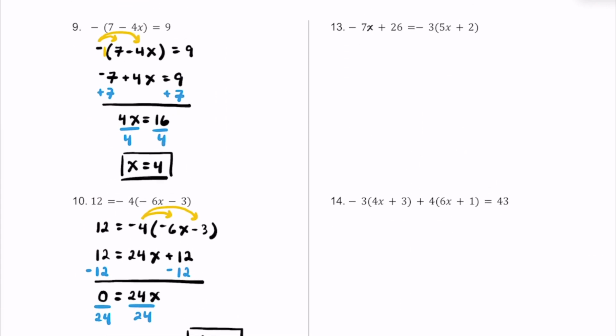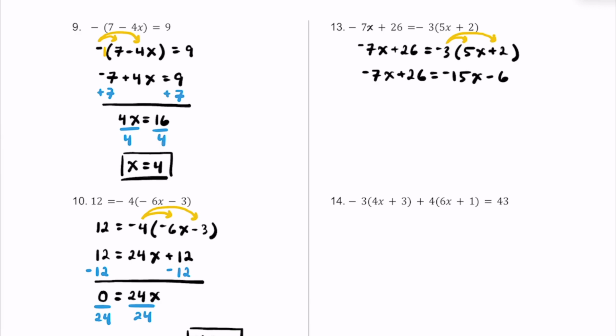In number 13, we have negative 7x plus 26, and that's going to be equal to negative 3 multiplied by the quantity of 5x plus 2. All right, first things first, let's go ahead and distribute this negative 3 to both of these terms inside here. If we do that, we're going to have negative 7x plus 26, and that's going to be equal to negative 15x, and then minus 6.